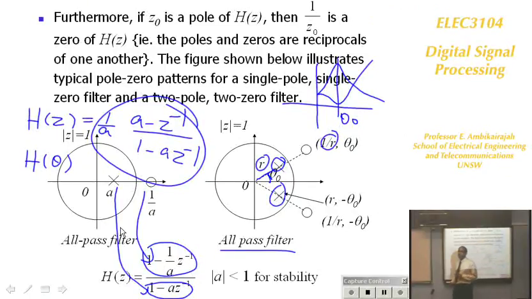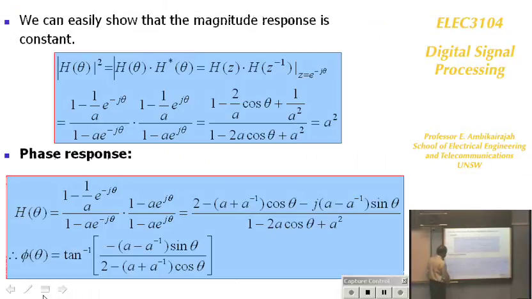So that is how you get your all-pass filter. Here are some examples now. We're going to look at the example. Here's the first one. How do you find the magnitude response?